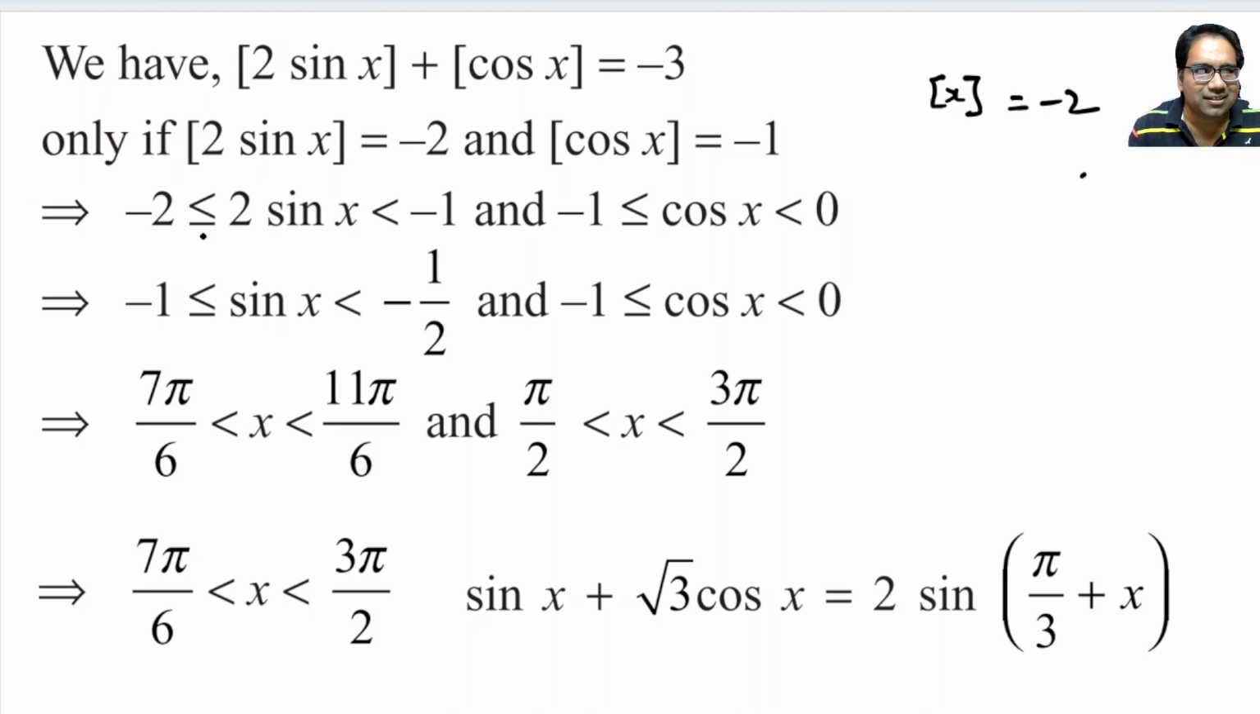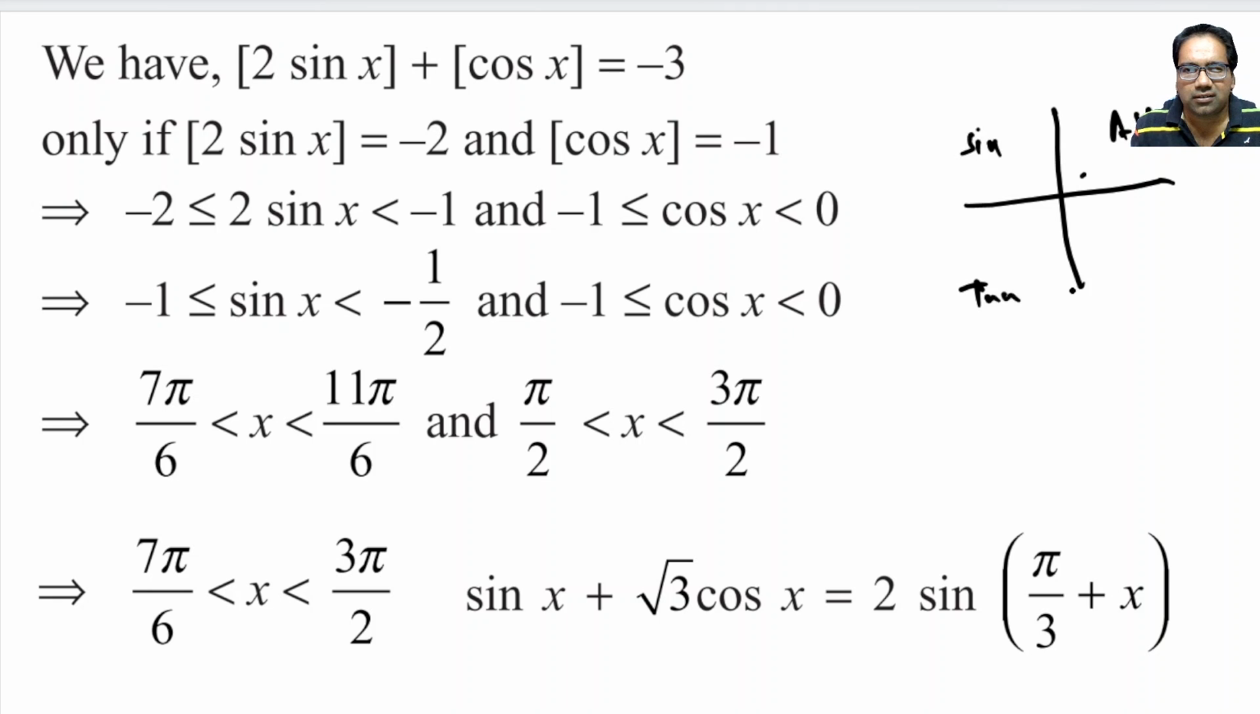What does that mean? For sin x, we are dividing by 2 on both sides. Minus 1 should be less than or equal to sin x, and sin x should be strictly less than minus half. And similarly for cos x, minus 1 is the same. Now, let us try to understand when is sin x lesser than minus half. Okay. So, we know all are positive here: 4 quadrants, sine, tan, and cos. Obviously, sine means sine and cosecant, tan means tan and cot, cos means cos and secant. Okay, we know the 4 quadrants.